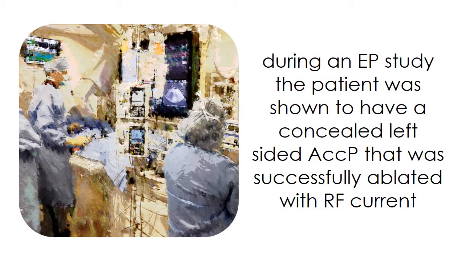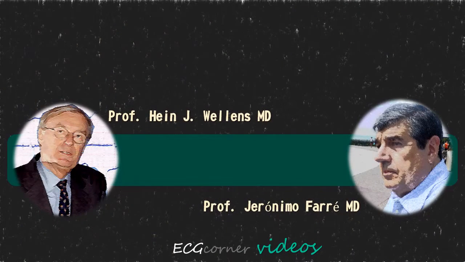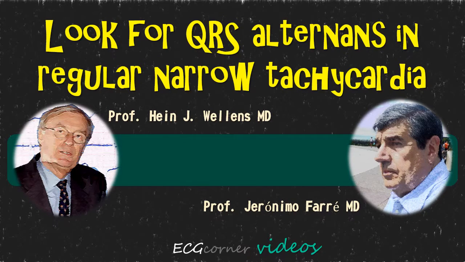The patient underwent an electrophysiological study that demonstrated the existence of a left-sided concealed accessory pathway that was successfully ablated. The take-home message in this case is look for QRS alternance in regular narrow tachycardia.